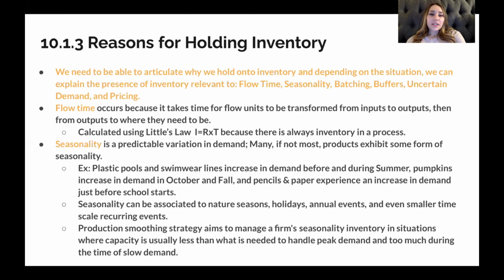Seasonality is a predictable variation in demand. Most items have that type of predictability depending on the season. Seasonality could be anything from natural seasons to holidays, annual events, or even some smaller timescale recurring events. An example could be in summertime, where you're going to see an increase in plastic pools and swimwear leading up to summer.